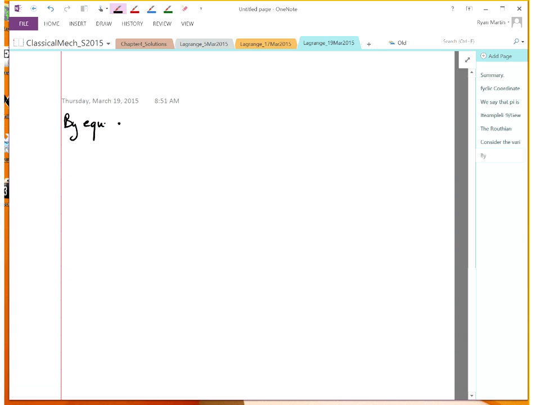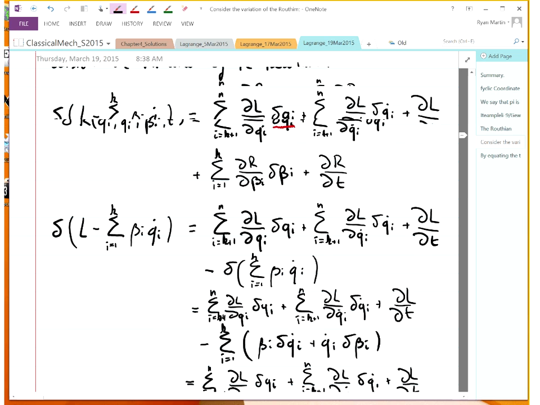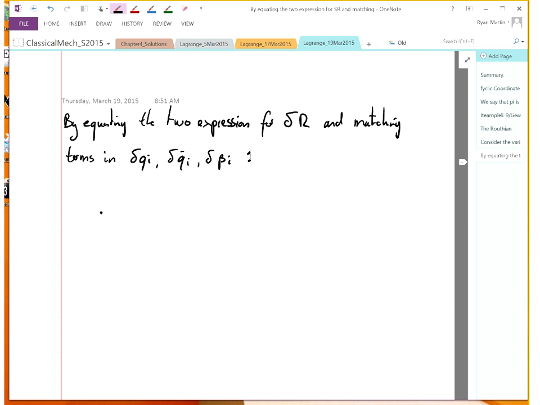So by equating the two expressions for delta R and matching terms in delta qi, delta qi dot, and delta beta i, we find that, the first thing I said was that ∂R/∂qi equals ∂L/∂qi. So we have ∂R/∂qi equals ∂L/∂qi.